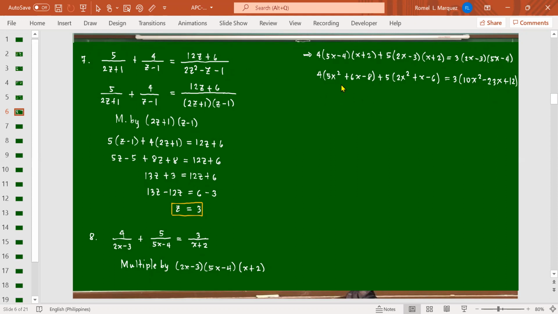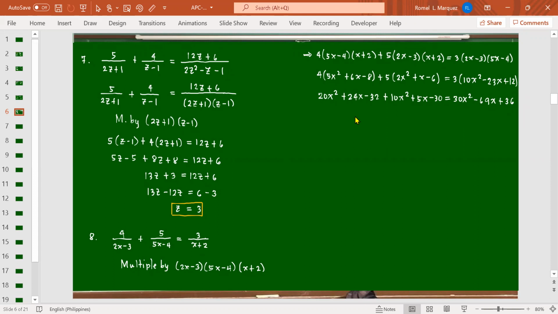So let's now distribute this 4 inside. We have 20x squared plus 24x minus 32. Then for this, we have 10x squared plus 5x minus 30. And that is equal to 30x squared minus 69x and then plus 36. Am I right, guys? 3 times 23, that is 69. So negative 69x plus 36. Okay?